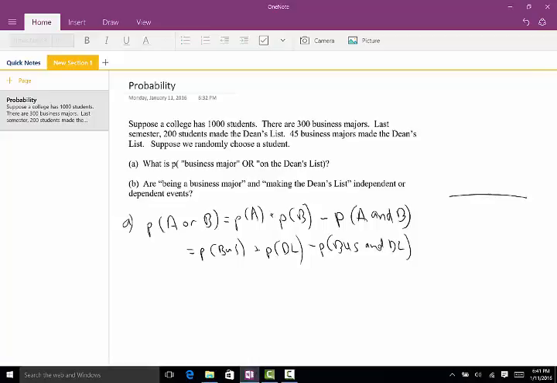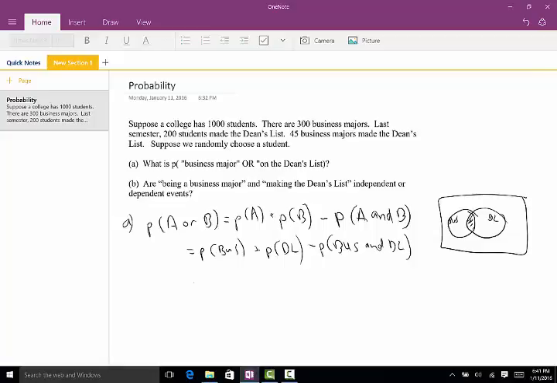There's a little picture that goes along with this, a Venn diagram. The box is the whole college. If those are the students who are business majors, those are the students who made the dean's list. What I'm talking about at the end of the equation is double counting the ones who are in what's called the intersection.